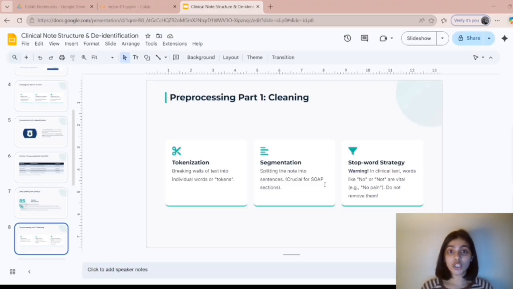And then we have segmentation. What is segmentation? It's basically you're gonna split the note into sentences. This is crucial for your SOP framework.